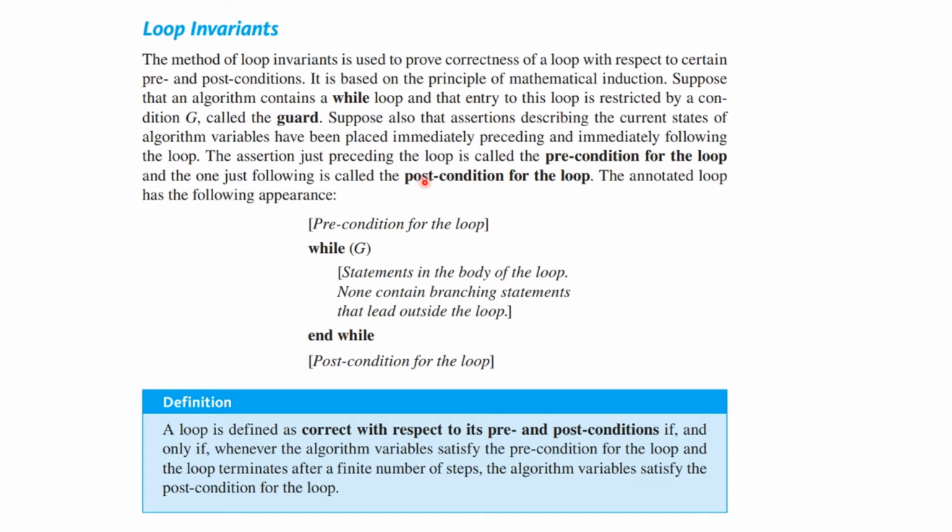The assertion just preceding the loop is called the precondition for the loop, and the one that follows is the postcondition for the loop. And so the annotated loop will have this appearance. You have the precondition, you have the while, condition G, statements in the algorithm, and none of these can branch outside of the loop, and end while, and then you have the postcondition. So a loop is defined to be correct with respect to its pre- and postconditions if, and only if, whenever the algorithm variables satisfy the precondition for the loop, and the loop terminates after a finite number of steps, the algorithm satisfies the postcondition for the loop.